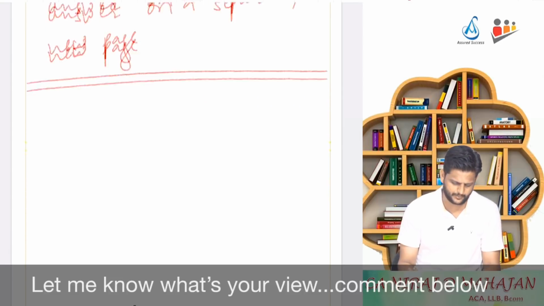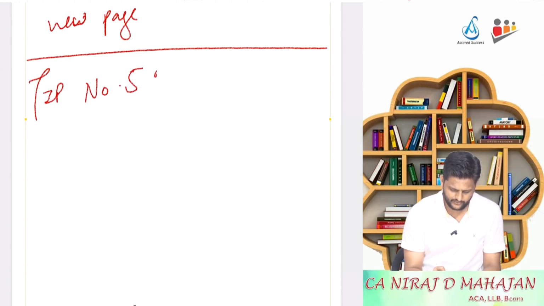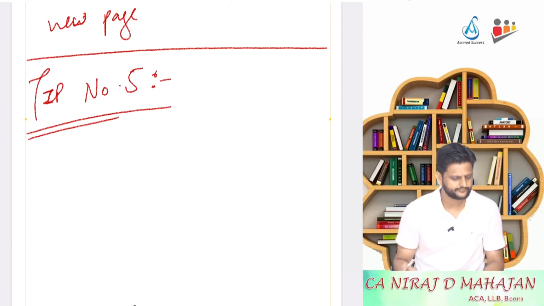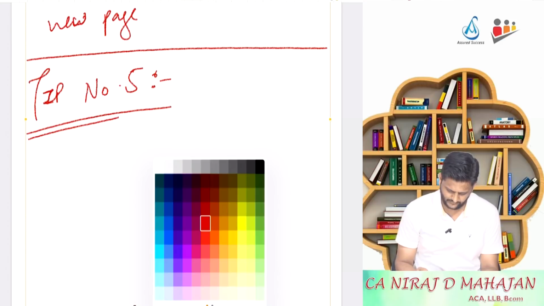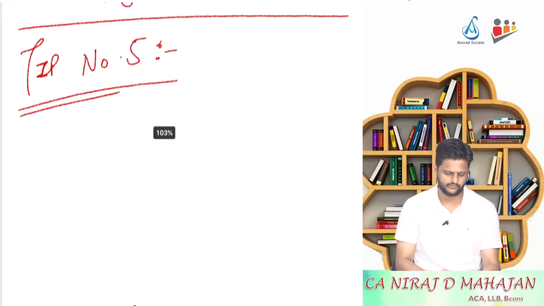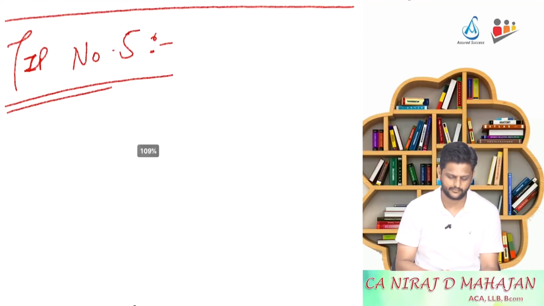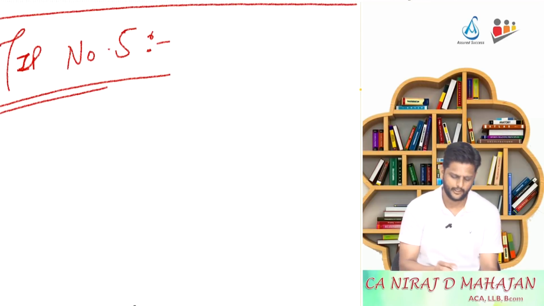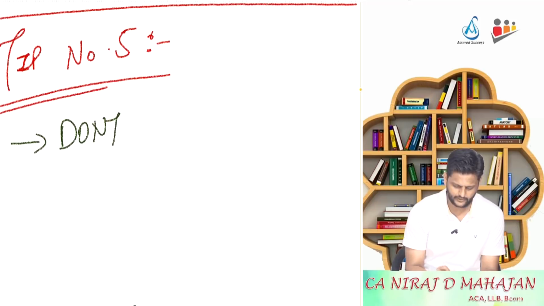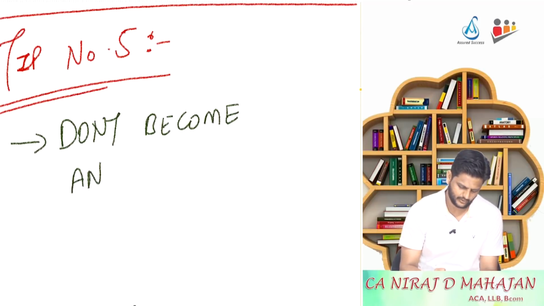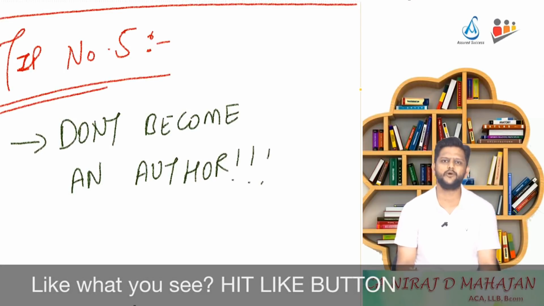Okay. Next tip. So tip number 5 is important. Many of you have some kind of motivation to become an author. Please don't become an author while you are writing the papers. It means what? Don't try to create your own law, don't try to create your own sections, don't bluff. Don't bluff in the paper at all.